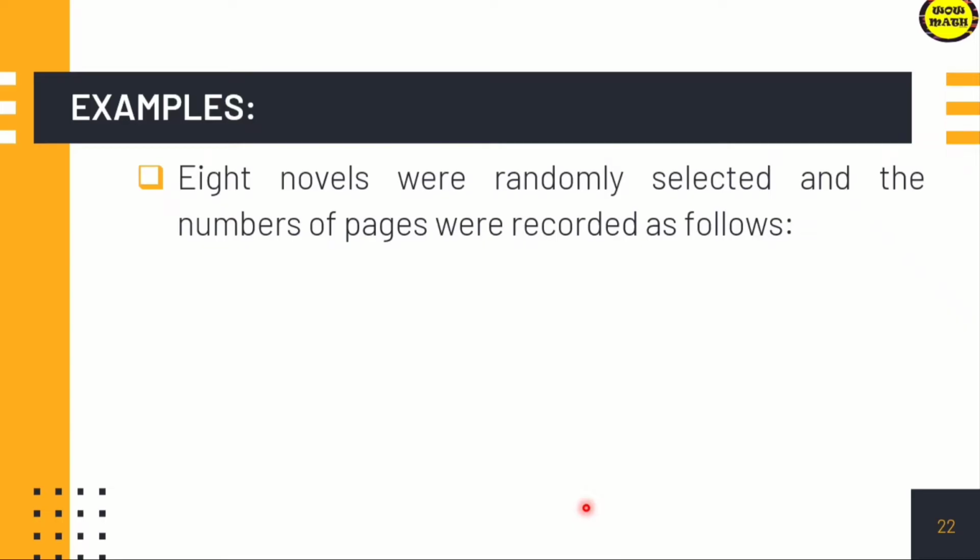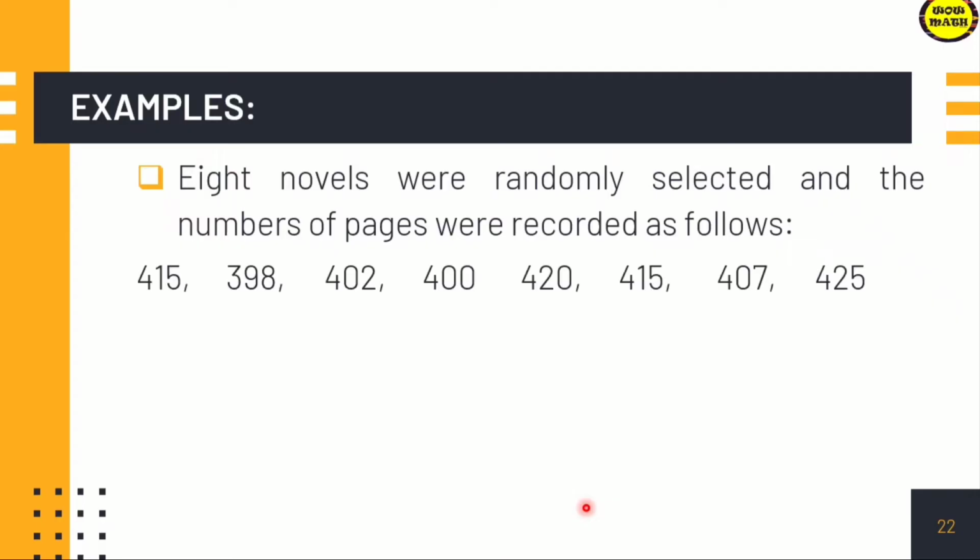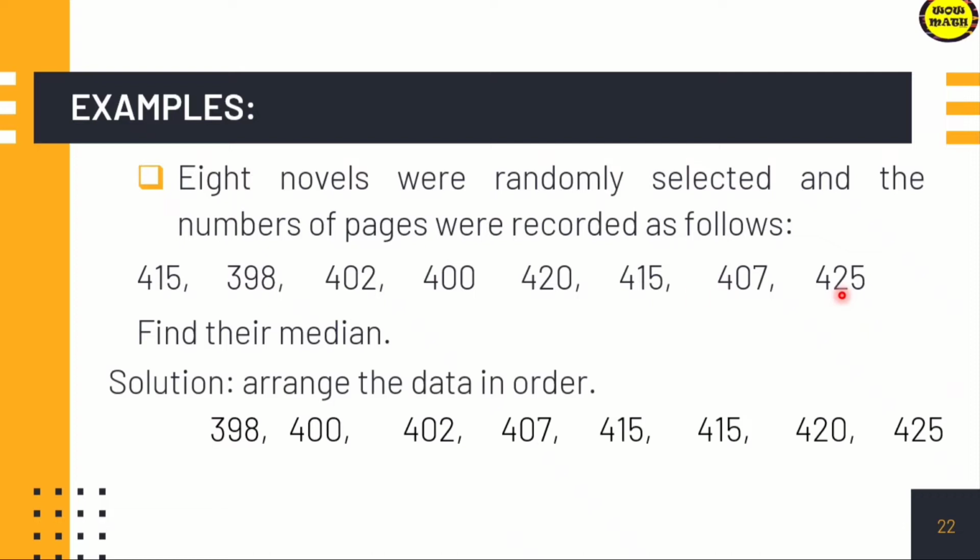Another example: 8 novels were randomly selected and the numbers of pages were recorded as follows: 415, 398, 402, 400, 420, 415, 407, and 425. Find their median. First, arrange the data in order.